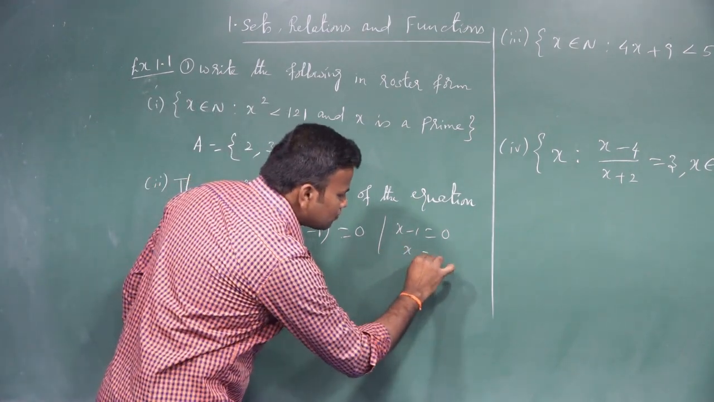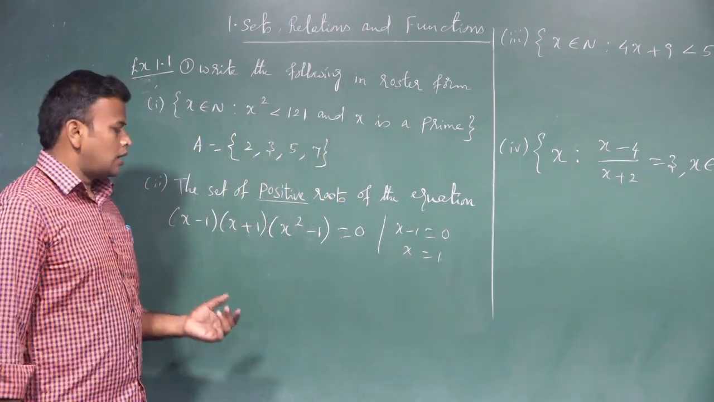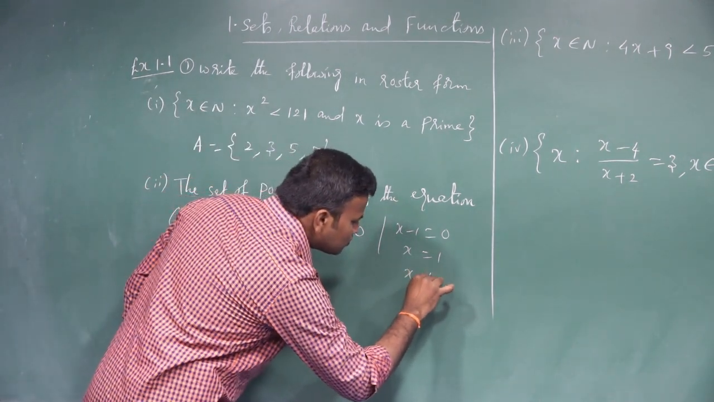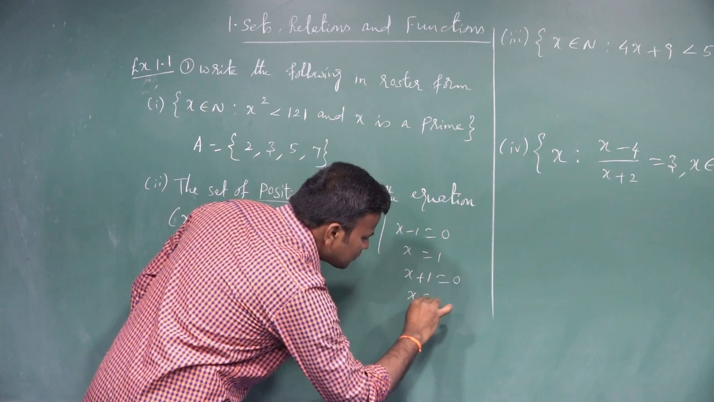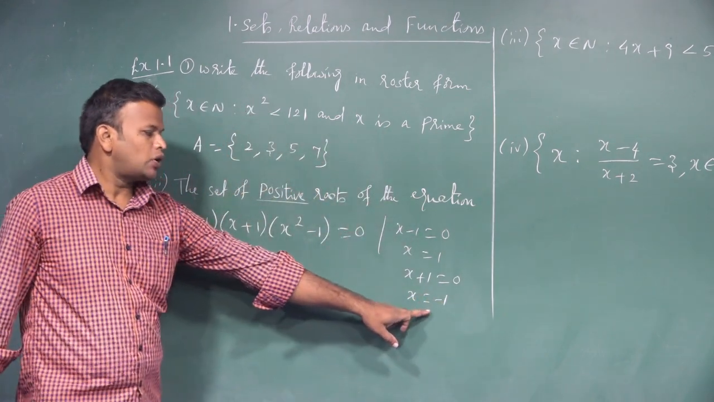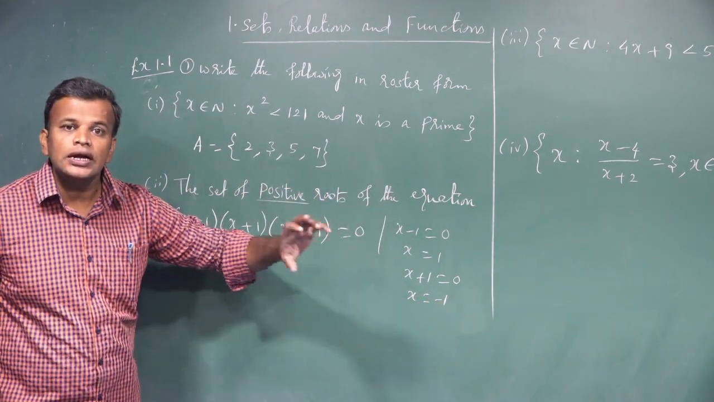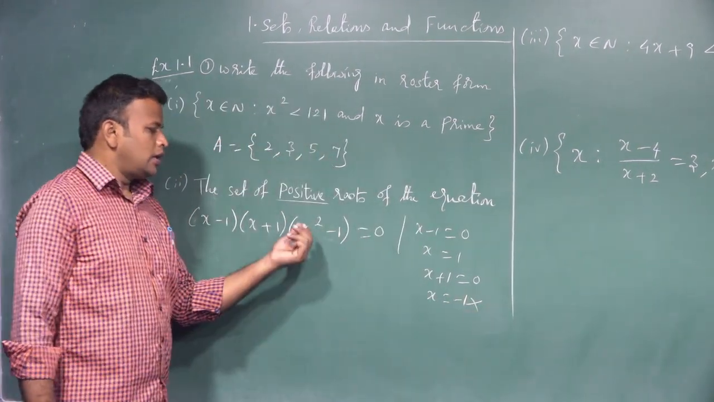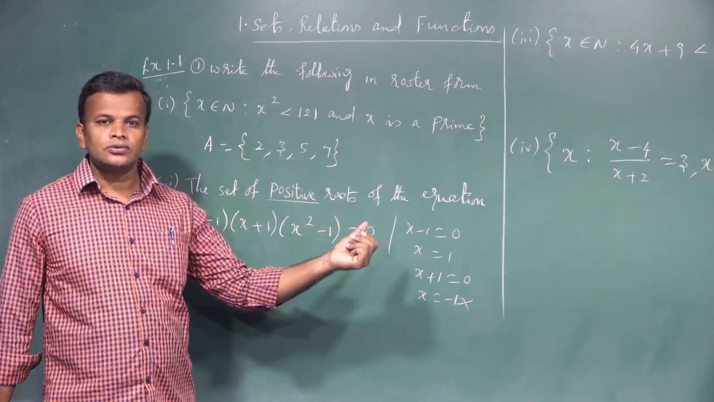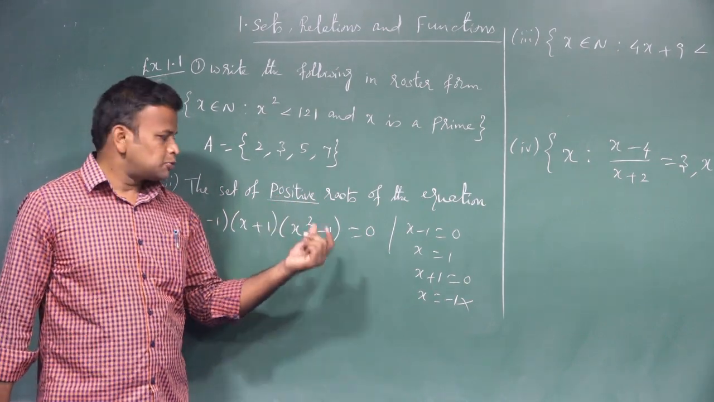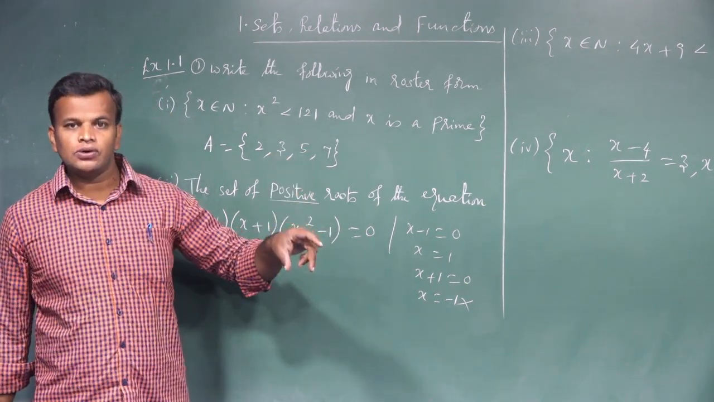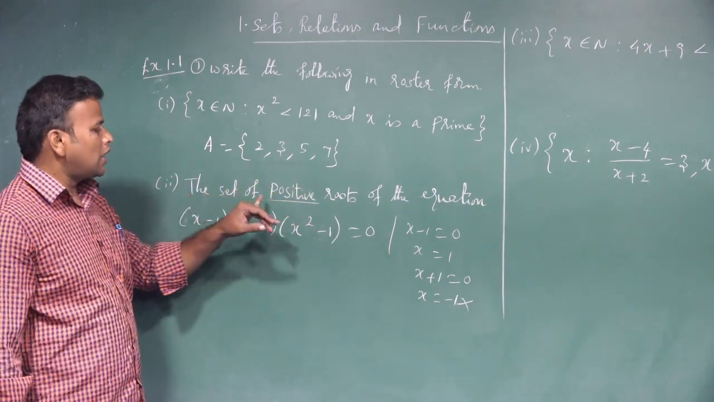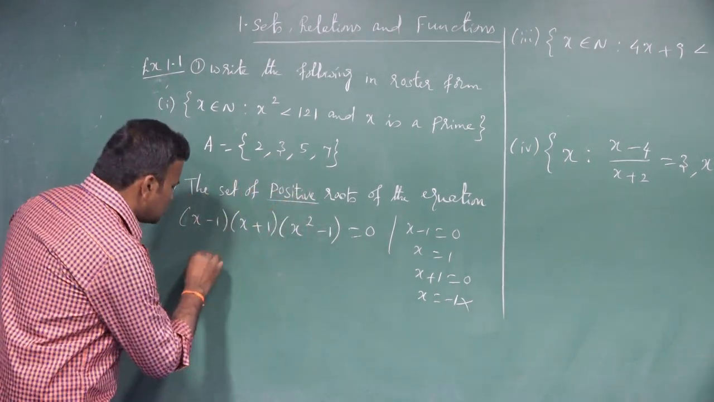What about x? 1. Or the second factor is 0: x plus 1 is equal to 0. What about x? It is minus 1. Minus 1 is not a positive root, it is a negative root. So you neglect this. x square minus 1 is equal to 0. To simplify we get (x plus 1)(x minus 1) is equal to 0. So either x is equal to 1 or x is equal to minus 1. But we have only the positive roots.